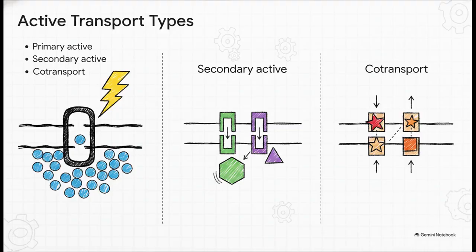Active transport actually takes a few different forms. Primary active transport directly spends ATP to pump molecules, kind of like a uniport system moving amino acids. Secondary active transport is pretty clever. It basically hitchhikes. It uses the energy stored in a gradient from a previous ATP breakdown, and it does this through antiport or symport systems. And then we have cotransport, which is an obligatory system that moves two different solutes at the exact same time.